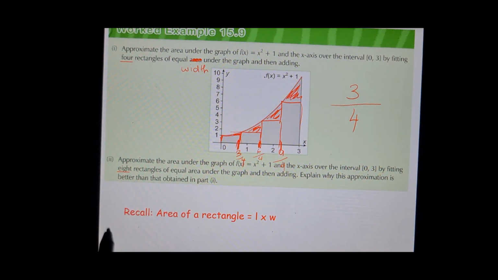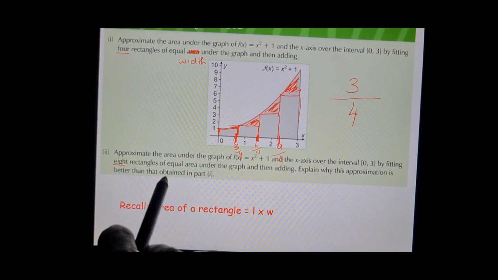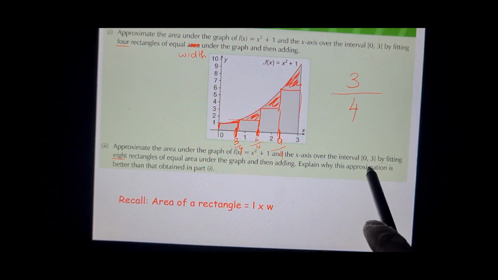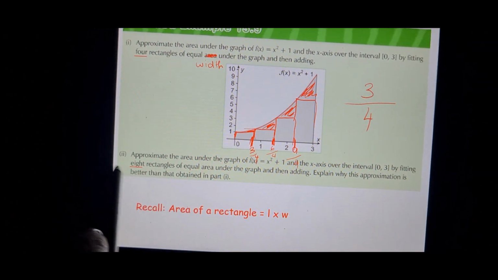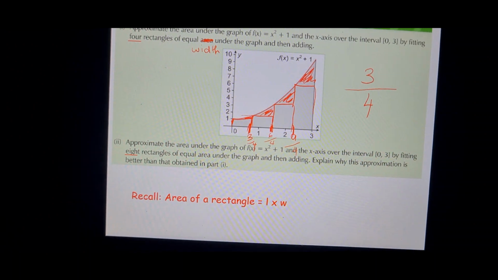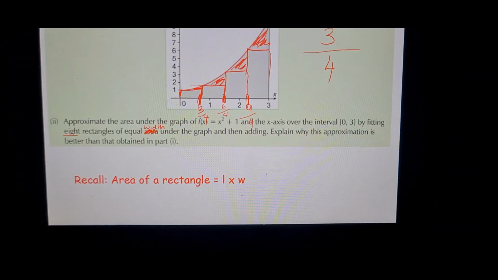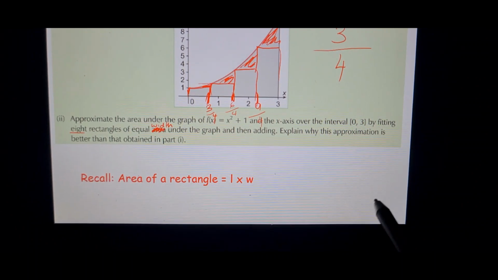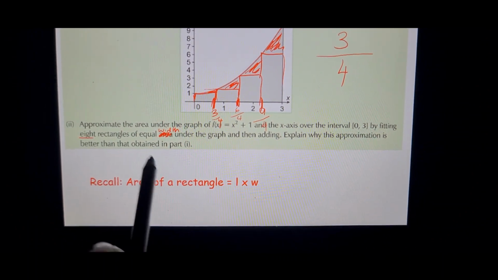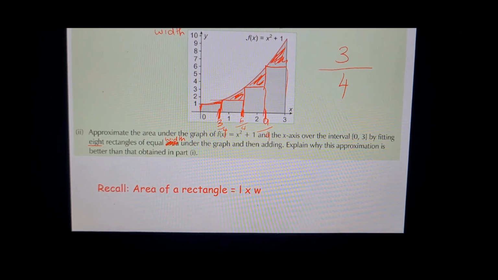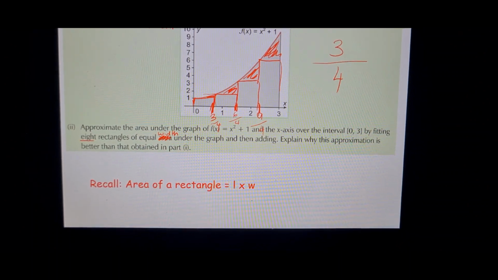Right, back to part 2. It said approximate the area under the graph, so it's the same graph, and the x-axis over the same interval, 0 to 3, by fitting in 8 rectangles this time of equal, again, it's not equal area, it's equal width, under the graph, and then add each of them together. And explain why this approximation is better than the answer that you got in part 1. So we're now going to just draw in 8 blocks and we have to do all the same work again.